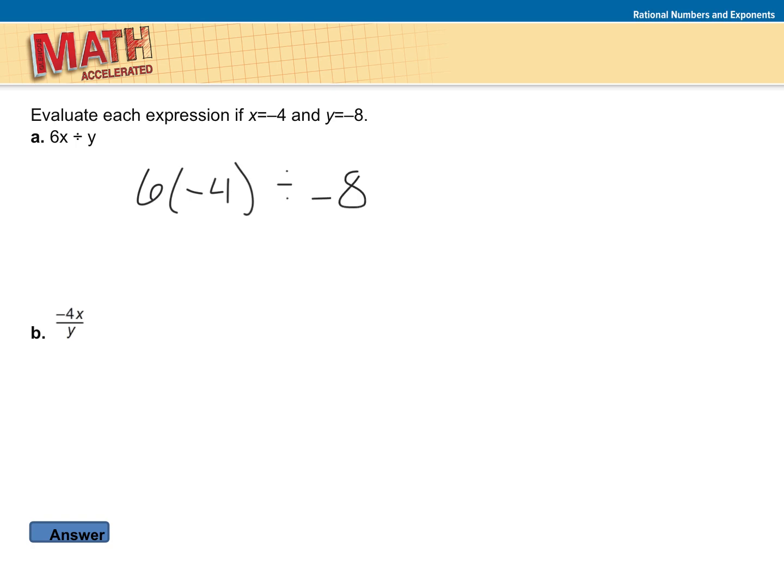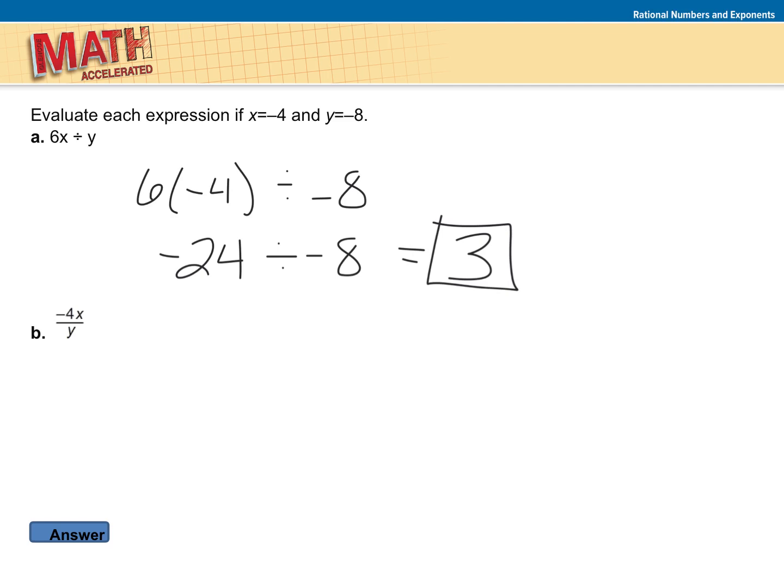So what's 6 times -4? -24 divided by -8. Positive 3. Positive 3. Okay? So, final answer, positive 3.